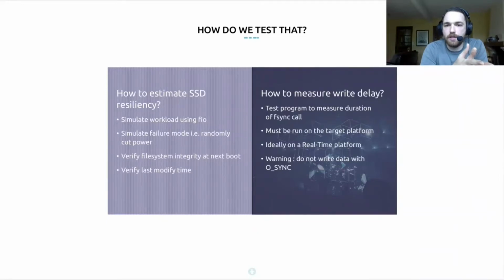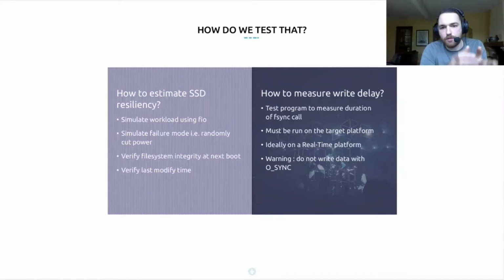Typically here, we do a test program where we write some data and we periodically do an fsync or fdatasync call to write the data to the drive. It must be run on the target platform because the result will be dependent on the platform you are using in terms of CPU, in terms of storage, in terms of interface between both, and maybe even in terms of concurrent programs which are trying to access the storage.